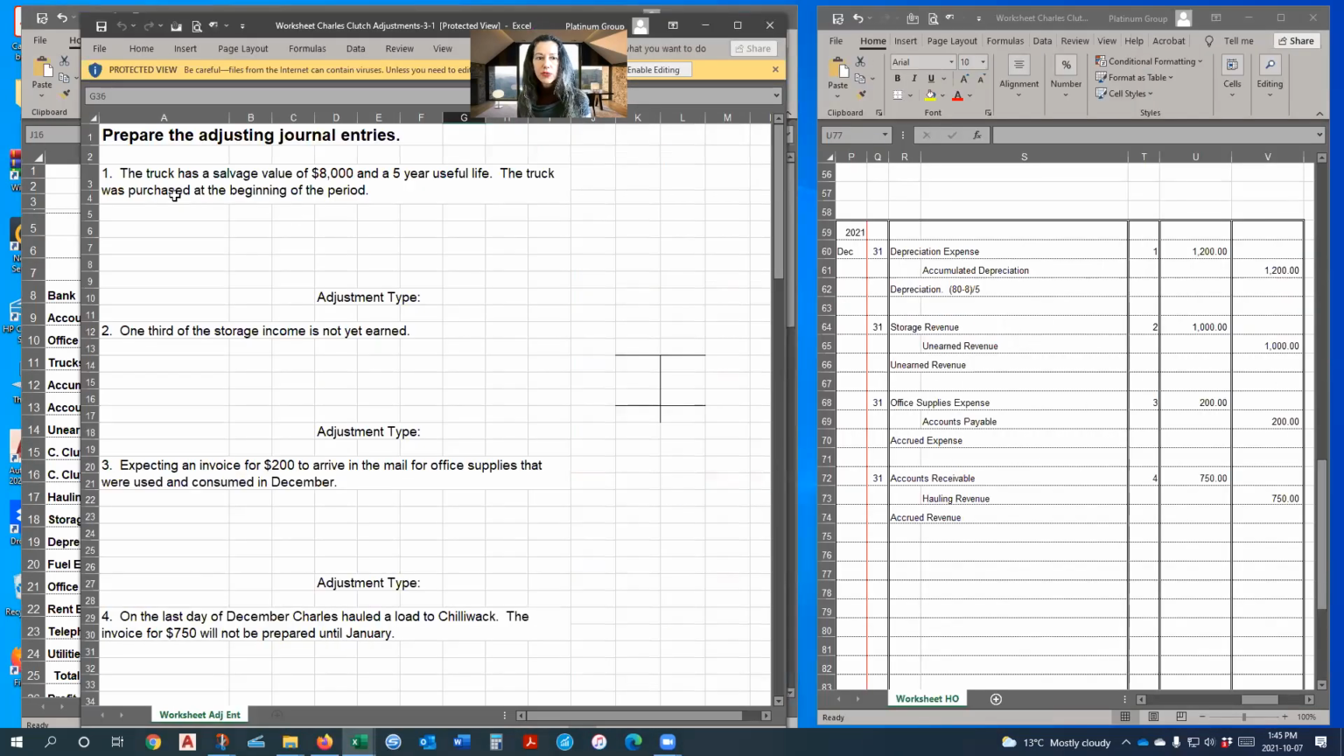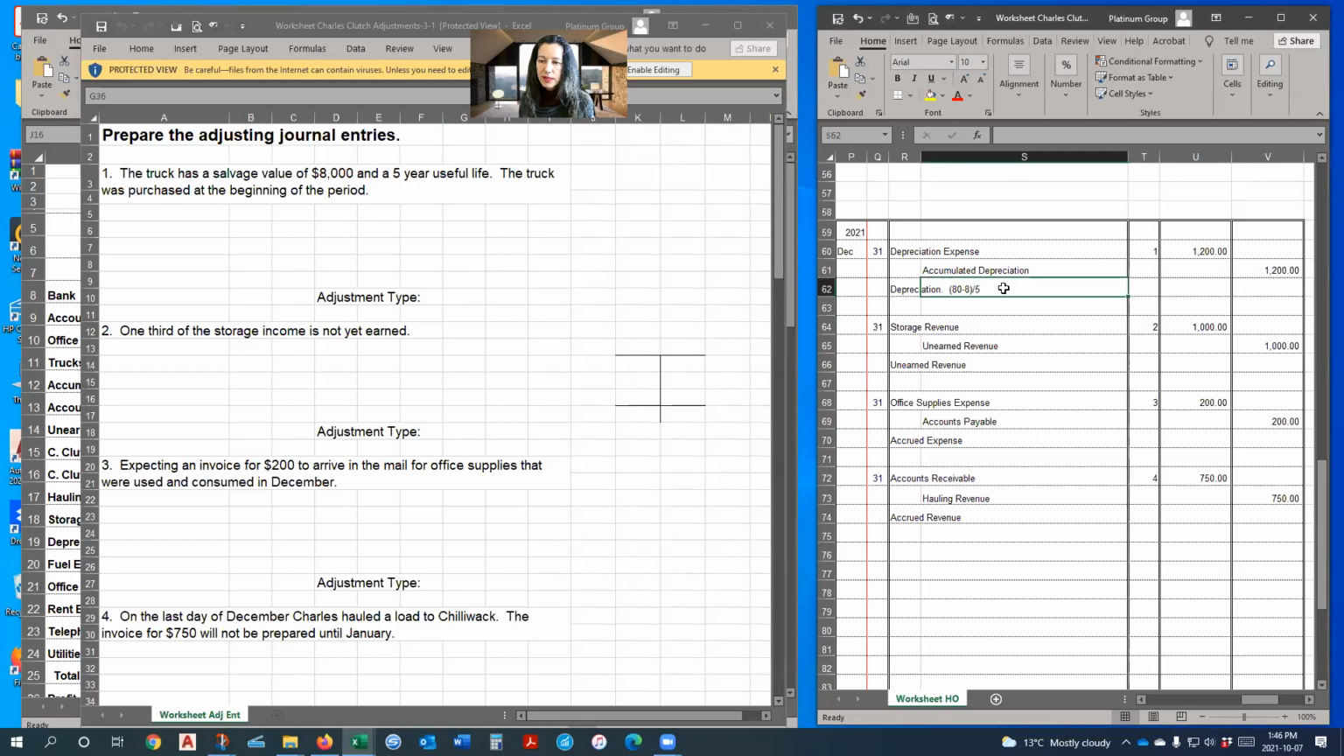The first one is for the truck. We depreciated the truck for 5 years. So depreciation expense, accumulated depreciation. That's always the same journal entry. Now the trick here is, we've got $80,000 minus $8,000 divided by 5. The trick is that we have to prorate this. We have to further multiply this by 1 of 12 months.